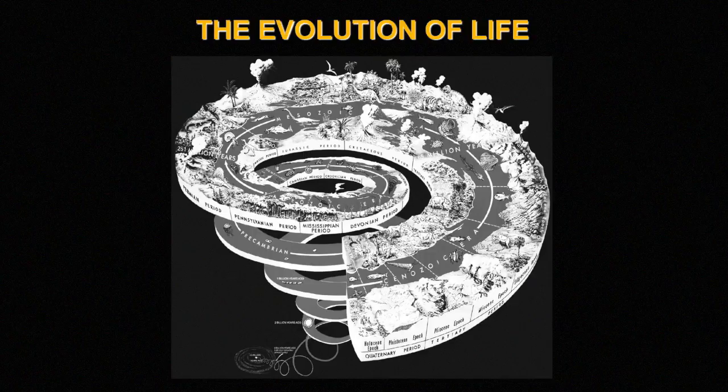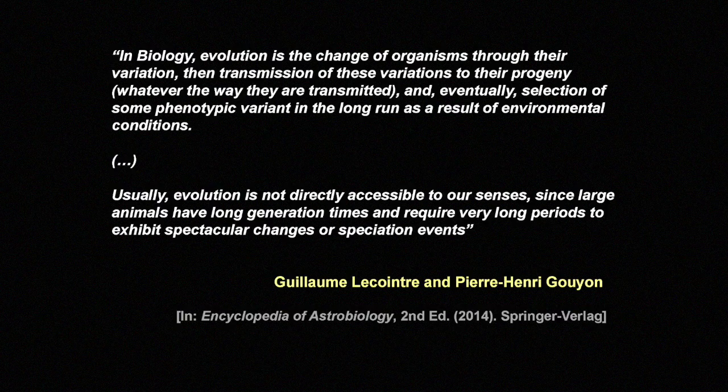I like very much this, I am about to end, this definition of Lecointre and Goujon. Muriel, this is especially for you, in our Encyclopedia for Astrobiology. That is a must in the field. It's something all of us should read every year, let's say, because they have a very nice entry about evolution in this encyclopedia.